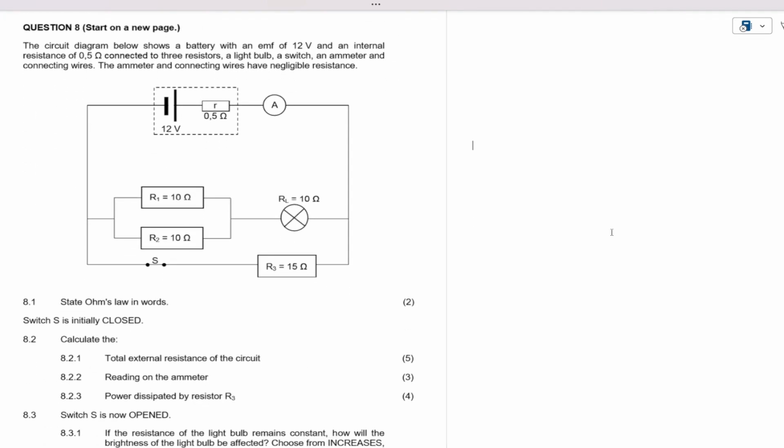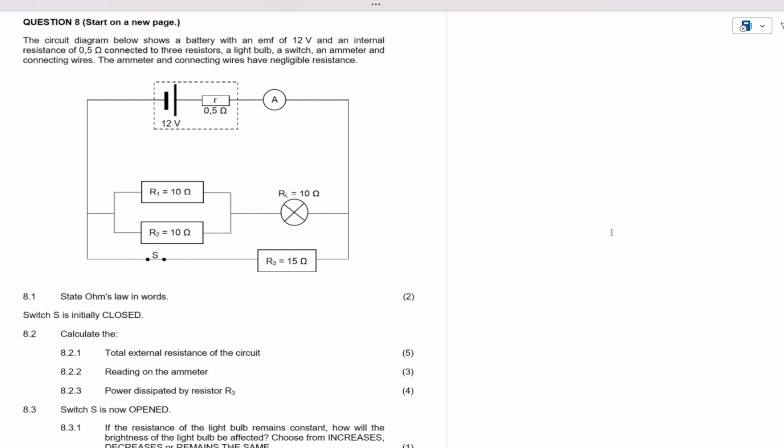So, question 8. The circuit diagram below shows a battery with an EMF of 12 volts and an internal resistance of 5 ohms connected to 3 resistors, a light bulb, a switch, an ammeter, and connecting wires. The ammeter and the connecting wires have negligible resistance. So let's name Ohm's law, question 8.1. So what is Ohm's law?